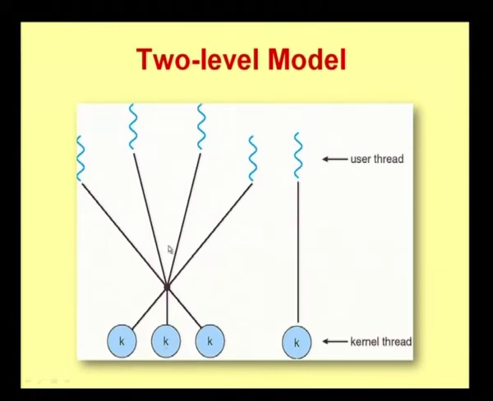So this diagram is pretty similar to a many-to-many model. The only difference over here is this thread gets bound with the thread that is available in the kernel. In a many-to-many model it is only mapping. Here it gets bound. So that is about a two-level model.